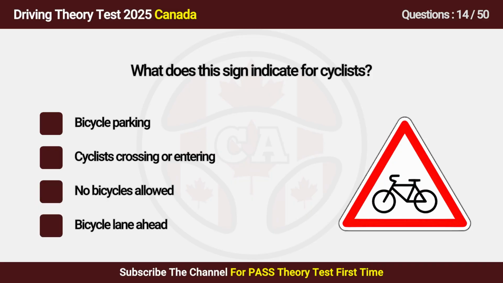A. Bicycle parking. B. Cyclists crossing or entering. C. No bicycles allowed. D. Bicycle lane ahead.